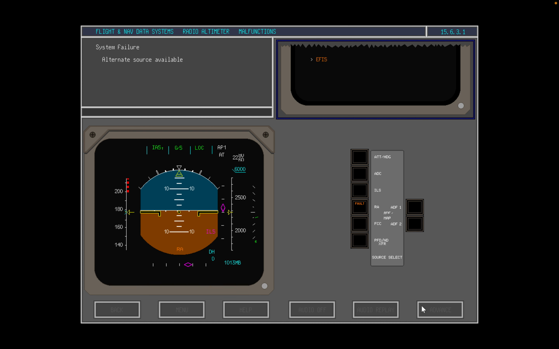In the case of a system failure, an alternate source may be selected using the RA source select button. Select the center radio altimeter system for display. Finally, if both sides select alternate source, then both displays are being supplied by the center radio altimeter system. In this case, common source is annunciated.